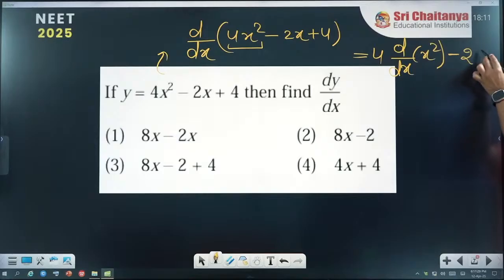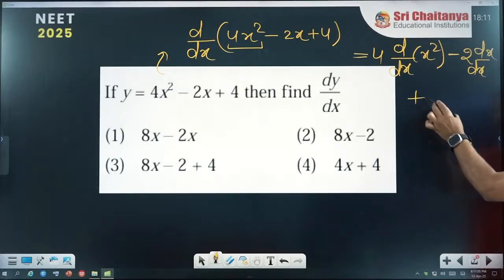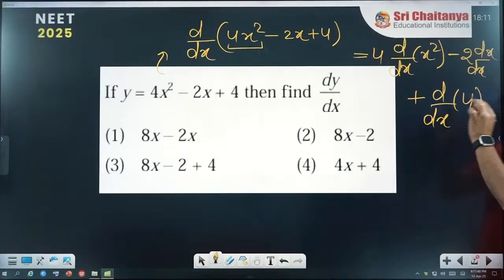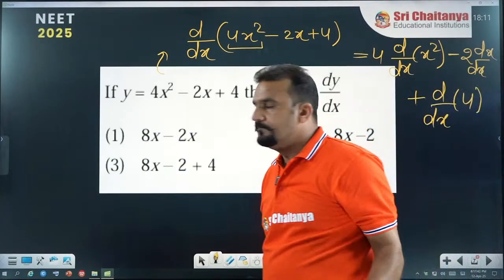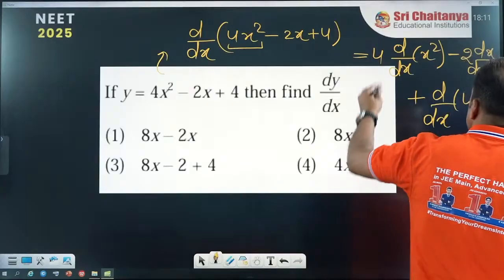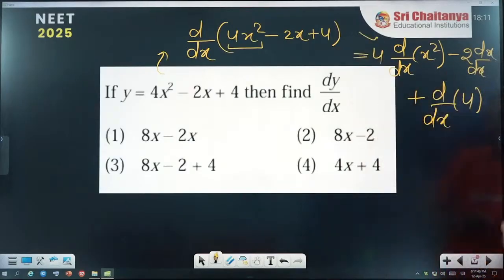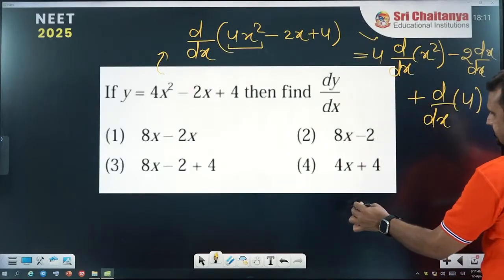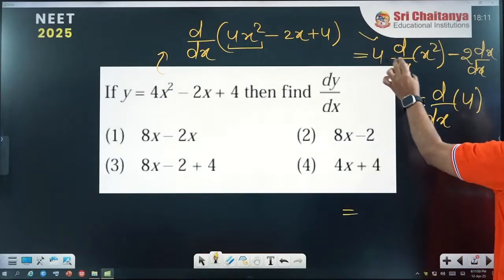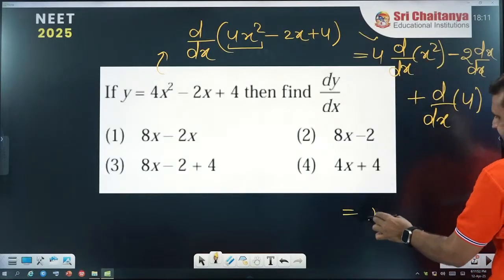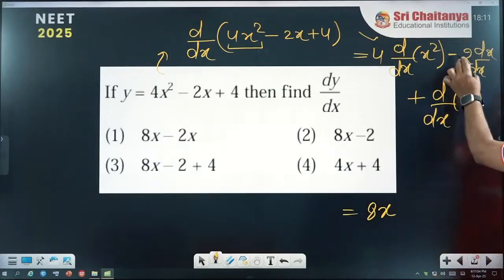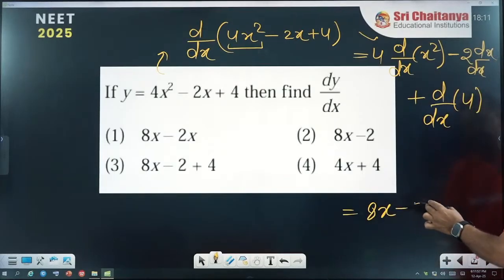What is going to be? d over dx of what is the second one? x. And after that plus 4, d over dx of plus 4. Now apply the formulas which you know. First one is, when 4 is constant, differentiation of x square is going to be 2x. That means this will be 4 into 2x, this is 8x, minus 2 into x, in the sense minus 2, plus 4, this is 0.